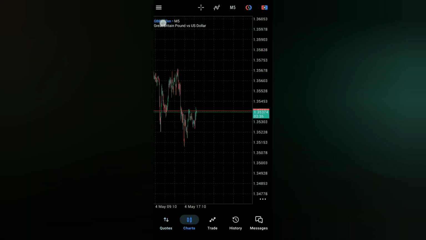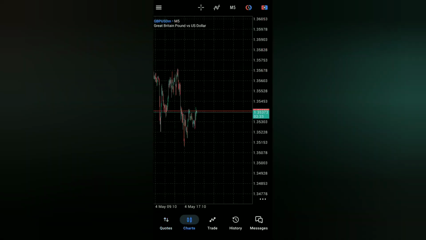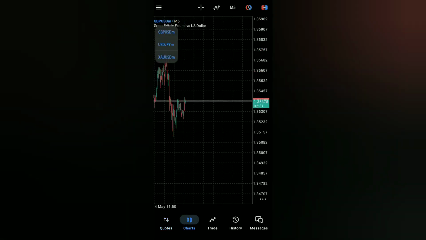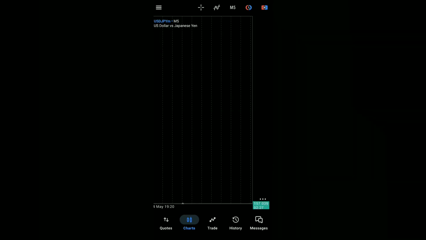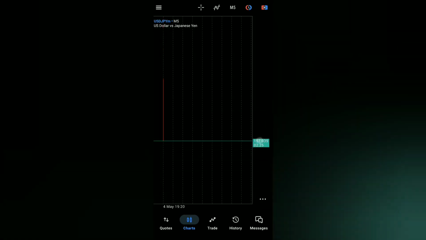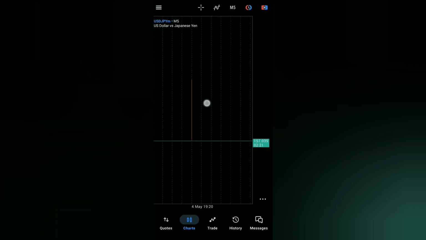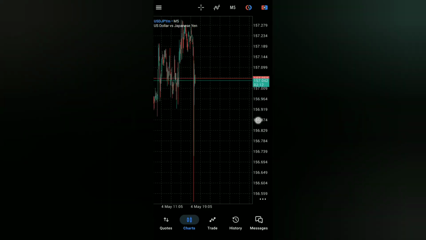If you are trading GBP/USD, look, GBP/USD is showing here. That means we are trading GBP/USD. If you change it to USD/JPY, I change it to USD/JPY, this second one now. Let's see, let it load. All right, it has loaded now.